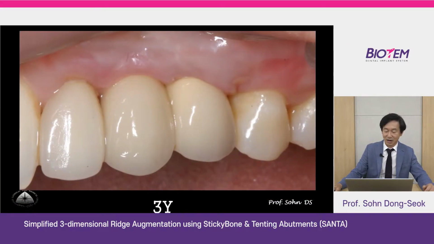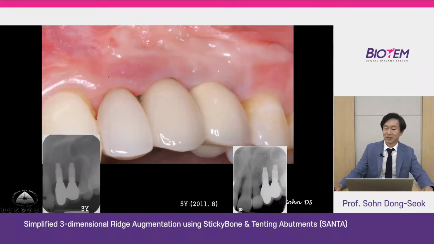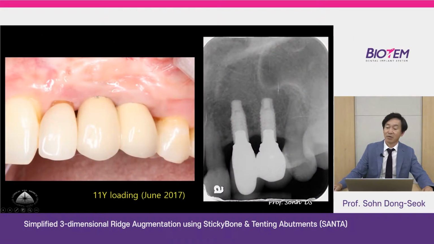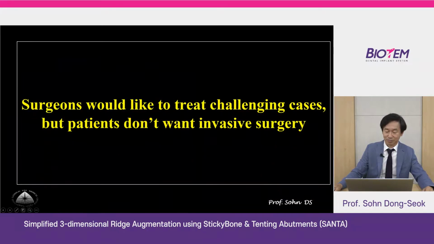The final restoration was done by my colleague. This is 3 years in function. This is 5 years in function. You can see a little bit of marginal bone change here. This is 11 years in function. The marginal bone is very stable now.